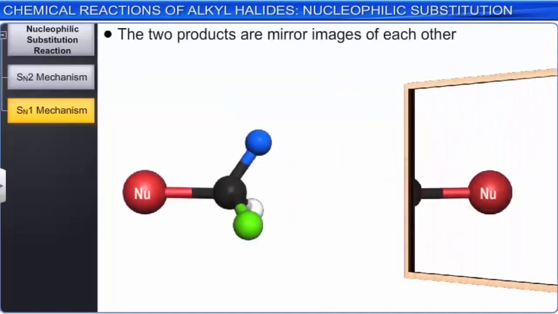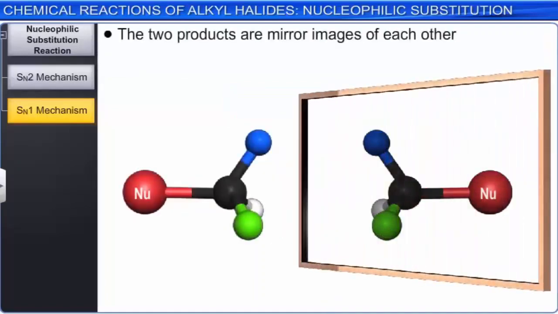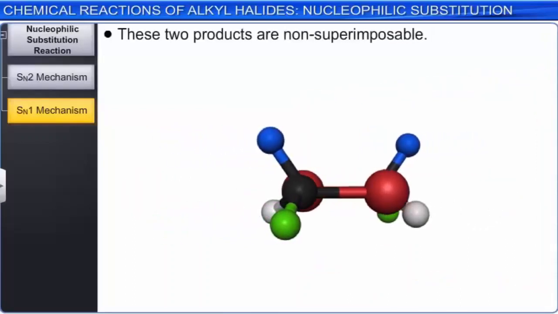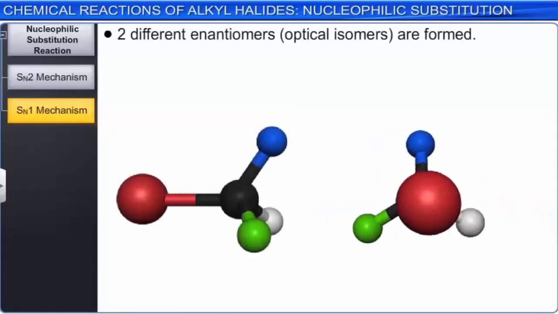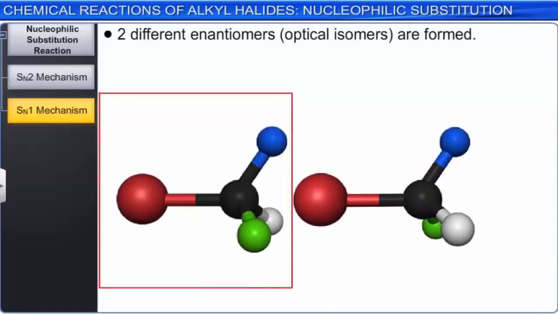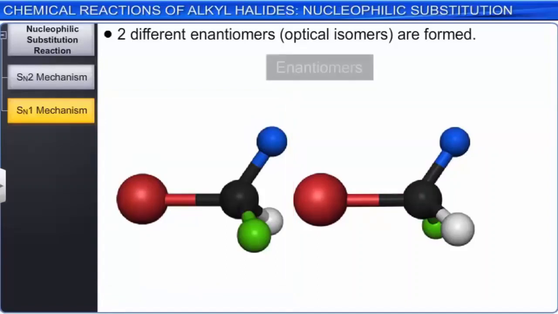These two products are mirror images of each other. They are not superimposable. Even if we rotate the right-hand molecule around the bond between the black and blue atoms, it still doesn't match the left-hand molecule. We call these enantiomers.